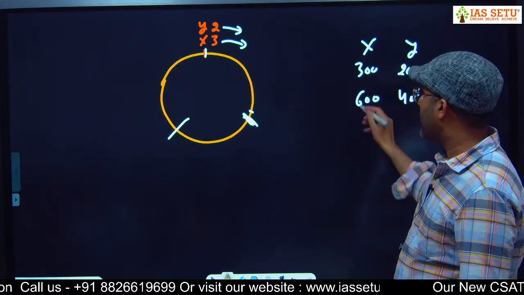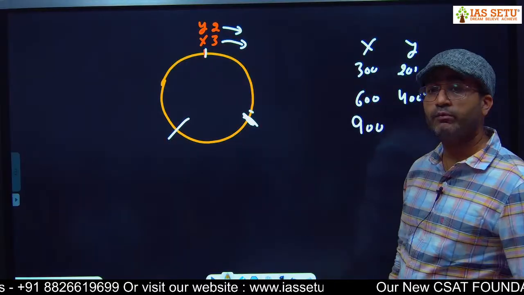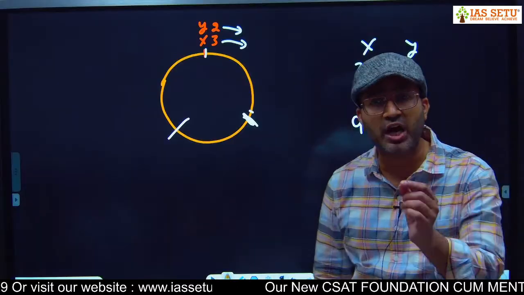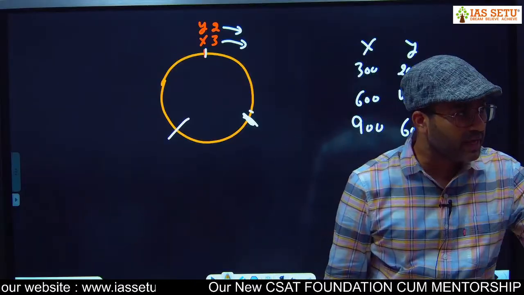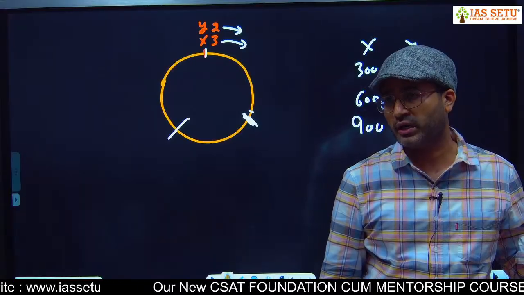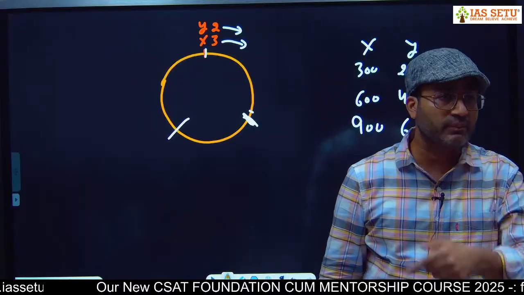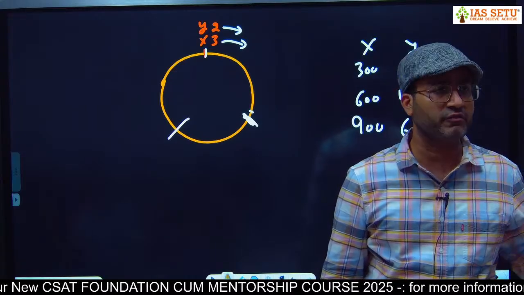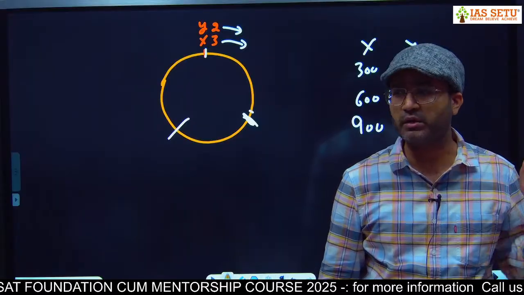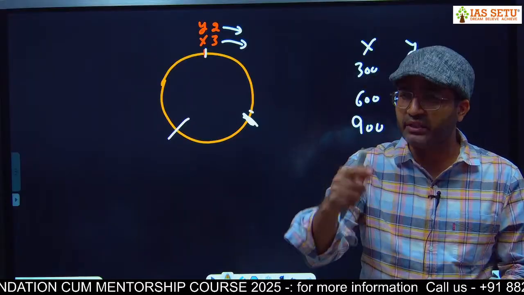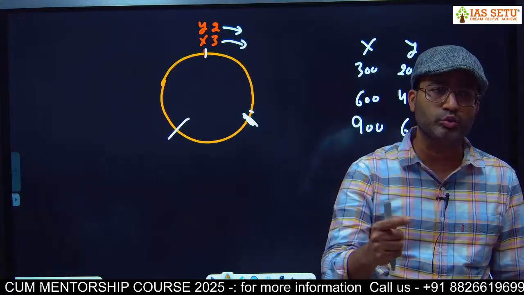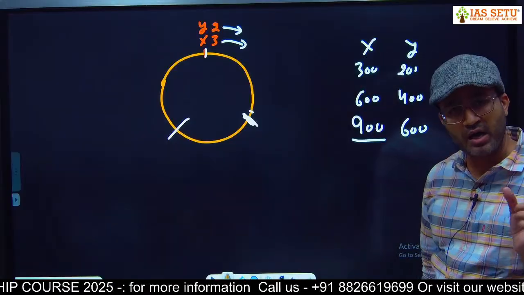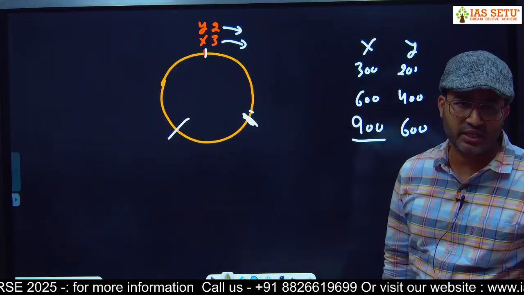Tell me, when X covers 900 meters, how much distance does Y cover? 600 meters. And what is this starting point? जितनी देर में X 3 राउंड लगाएगा, Y 2 राउंड लगाएगा. So when X completes 3 rounds, at that time X will catch Y for the first time. 3 राउंड में वो Y को एक बार पकड़ेगा. X completes 3 rounds, Y completes only 2 rounds and they will meet at the starting point. So here at the 900 meter mark, X will catch Y at the starting point.